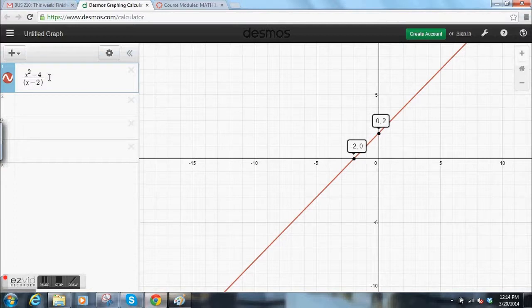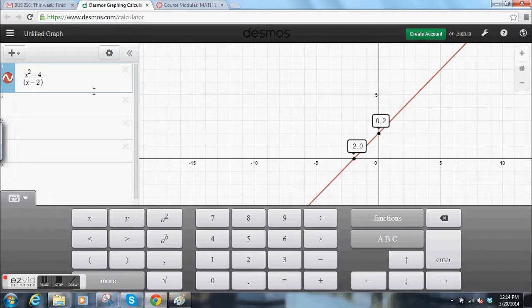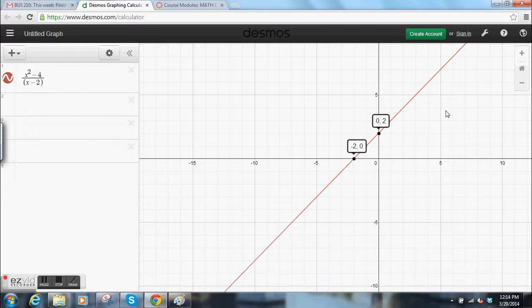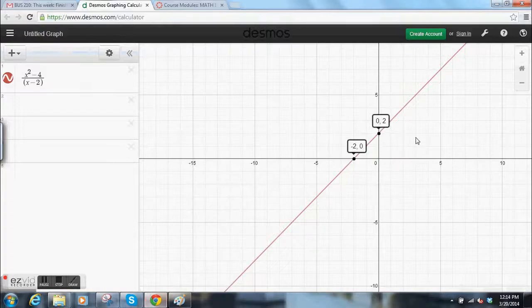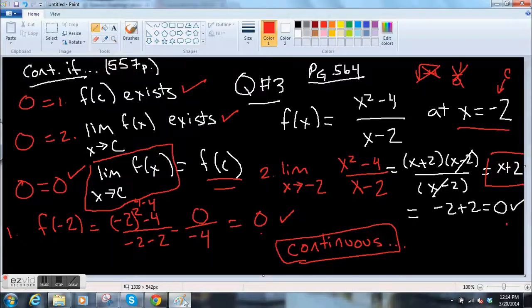So here's the graph of the function. Do you see that? x squared minus 4 divided by x plus 2. If you look at the graph, it looks like a line. Why does it look like a line? Because when we simplified it, the graph looked like x plus 2. So that is why the graph looks like a line, because it is a line. Fancy, right?